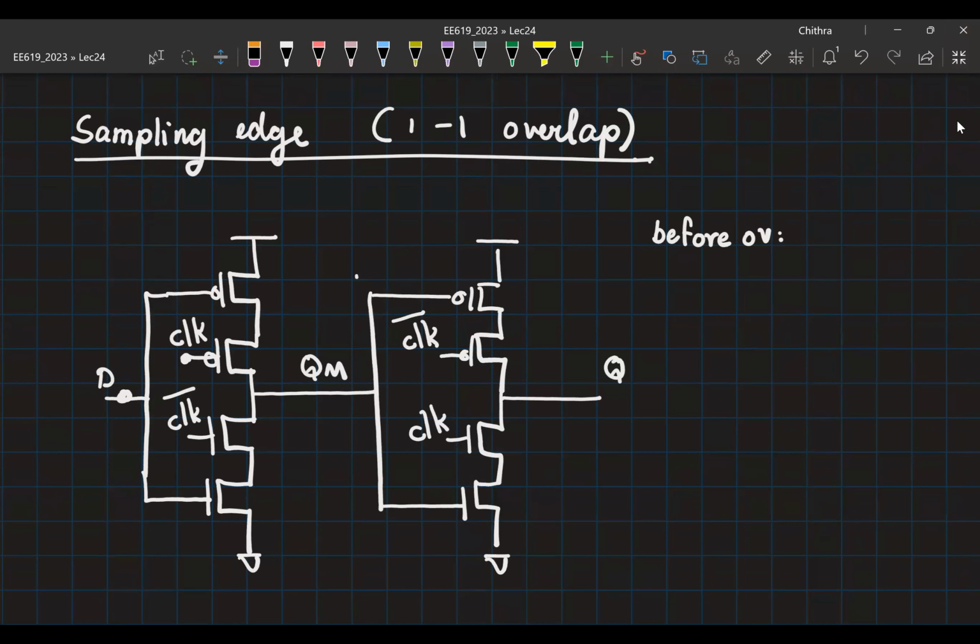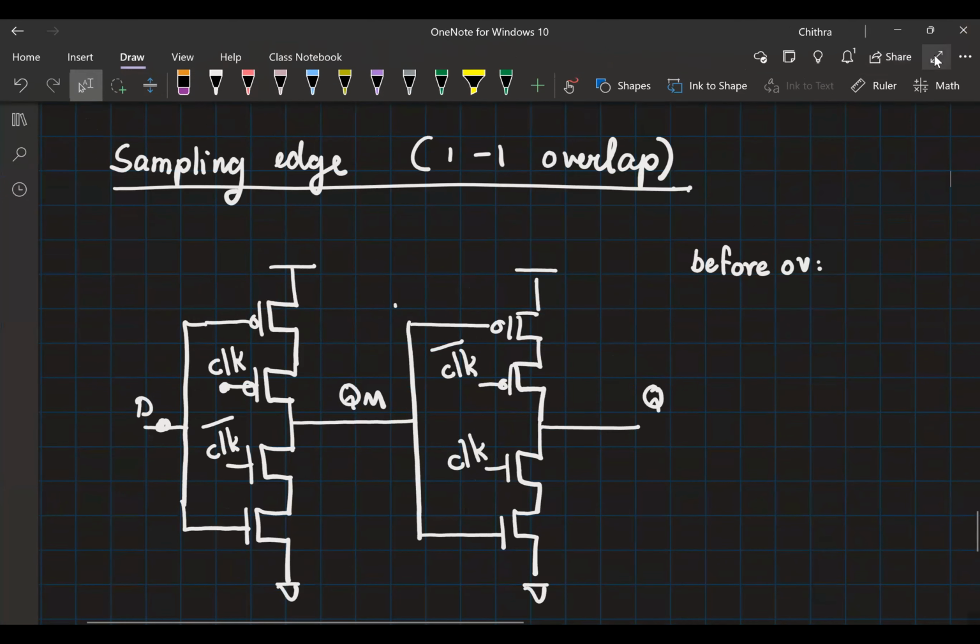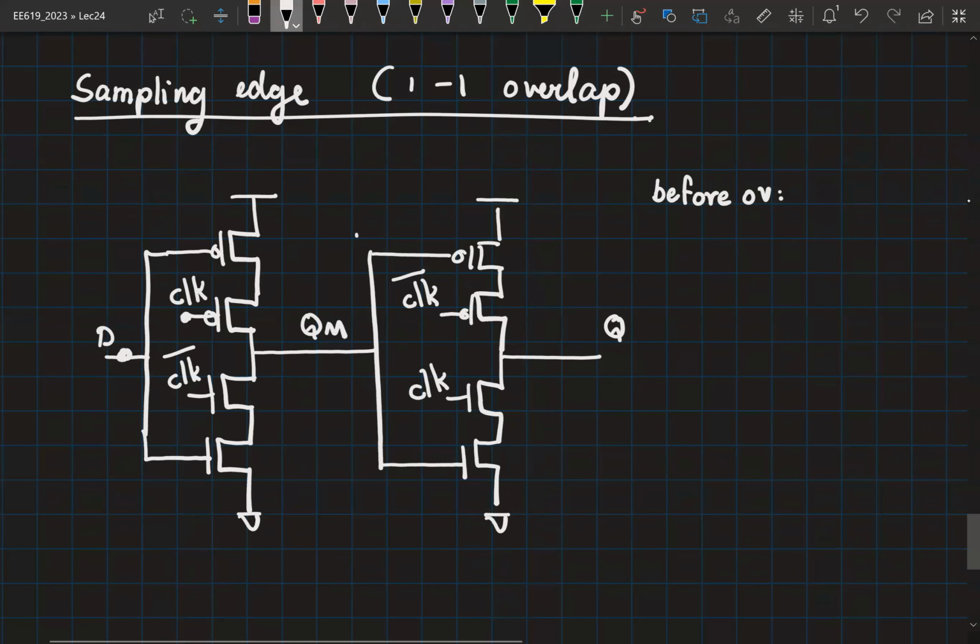So before the overlap, what happens? Before the overlap, L1 is transparent, which means you can have a transition happening at QM. Now, what sort of transition should you be analyzing?